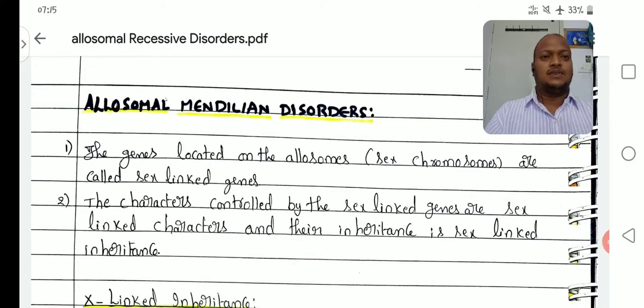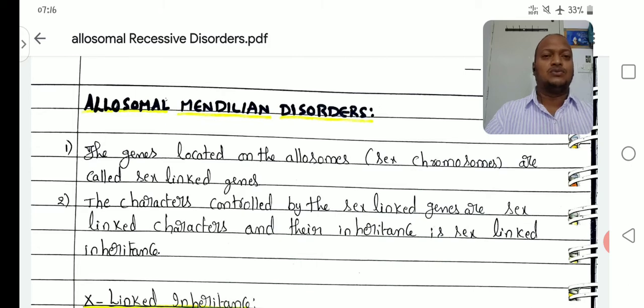In the earlier class we discussed autosomal Mendelian disorders. Today's class we are going to discuss allosomal Mendelian disorders. So let us start. First point, the genes located on the allosomes or sex chromosomes are called sex-linked genes.